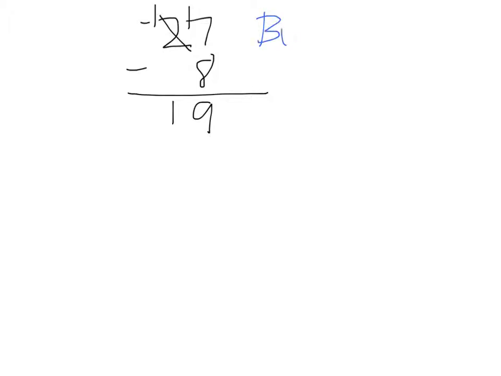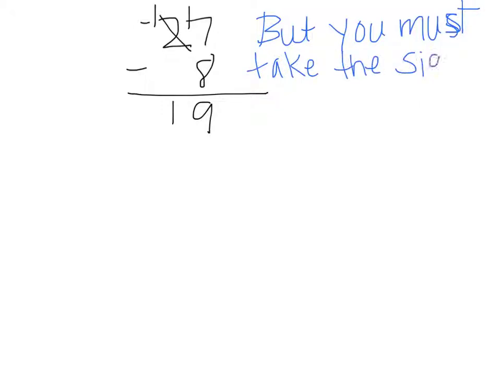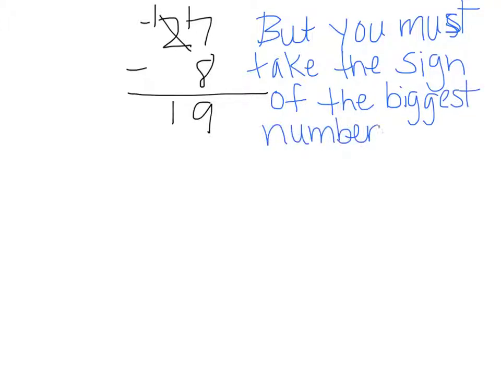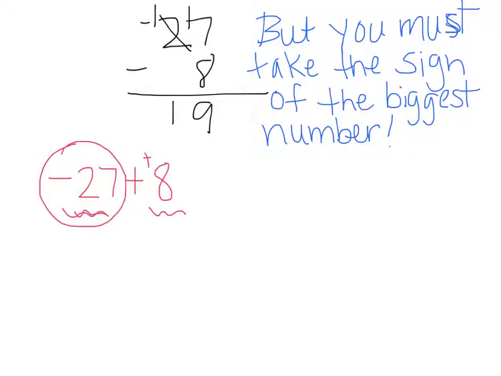But you need to keep in mind, you must take the sign of the bigger number. So let's remember our problem. It was minus 27 plus 8. Which one is the bigger number, 27 or 8? 27 is bigger than 8. So you use the sign of the bigger number. So your answer is negative 19.